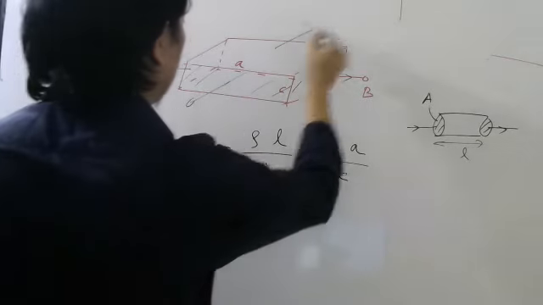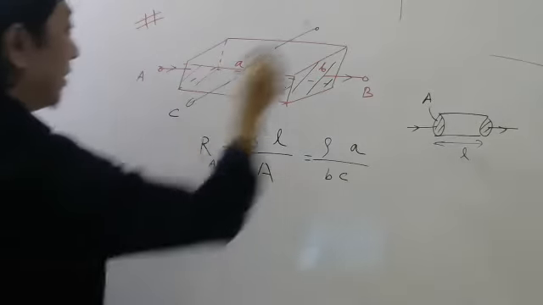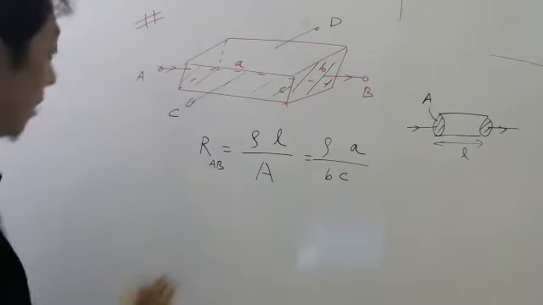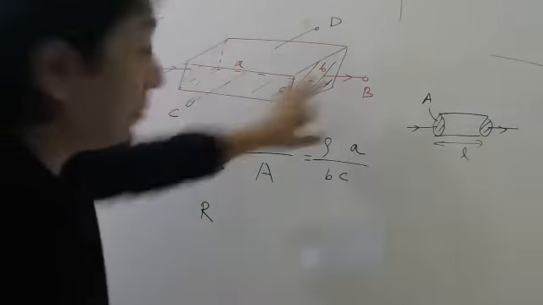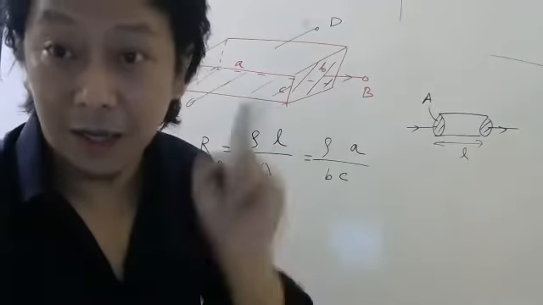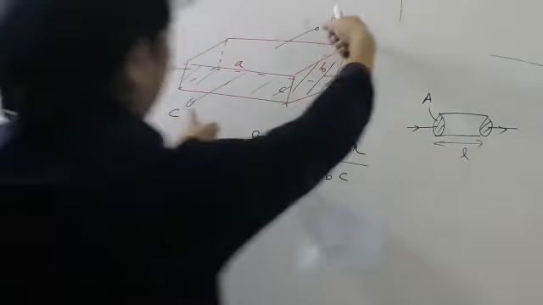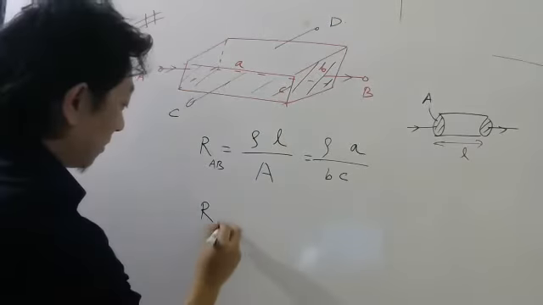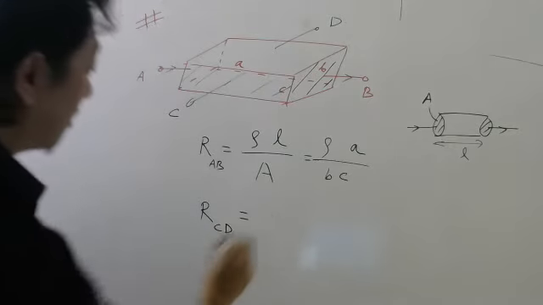So here and here. Let me call this CD. So let me ask now the resistance for the same block. See, the block is the same. The conductor is the same only. But now I am asking between these two. What will be the resistance?